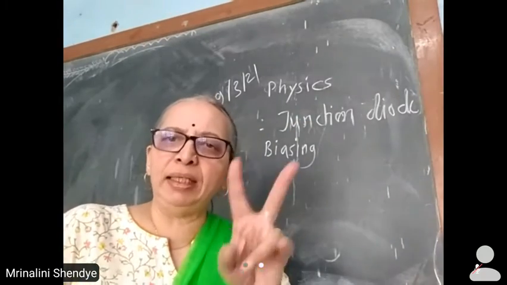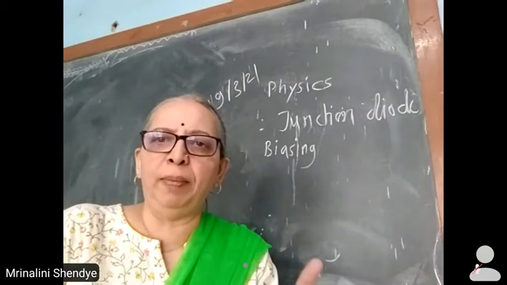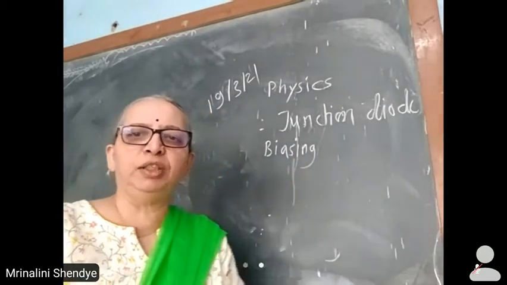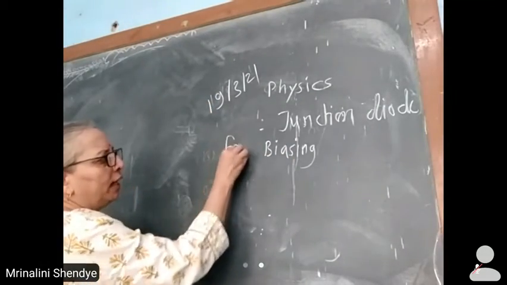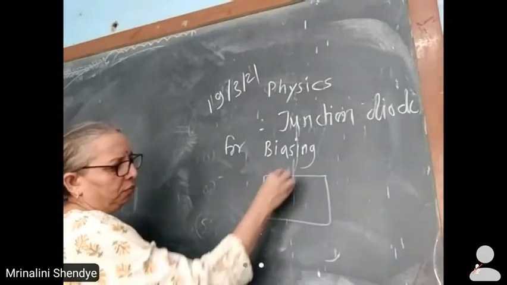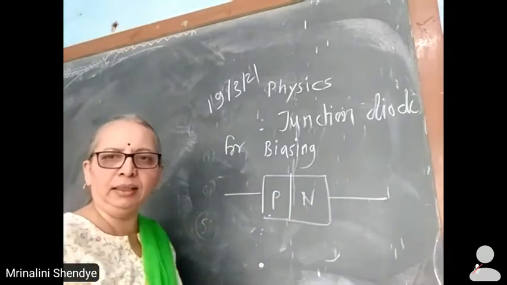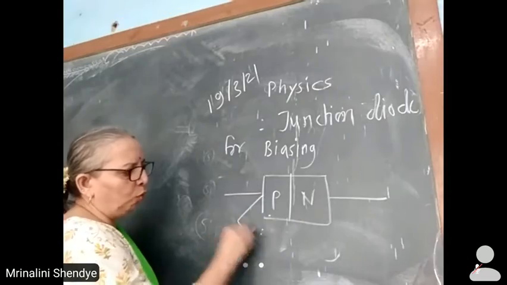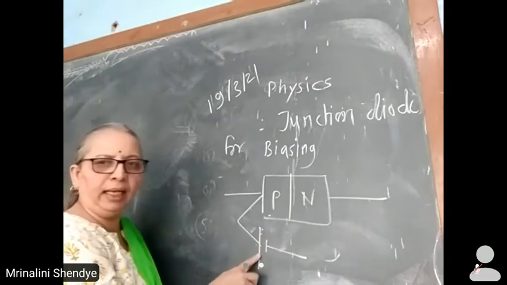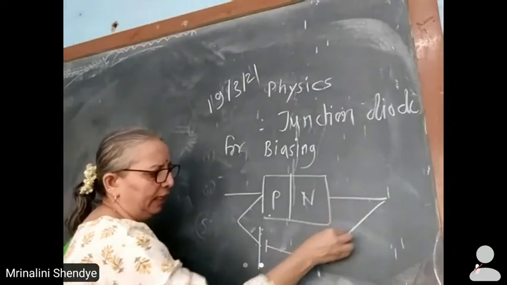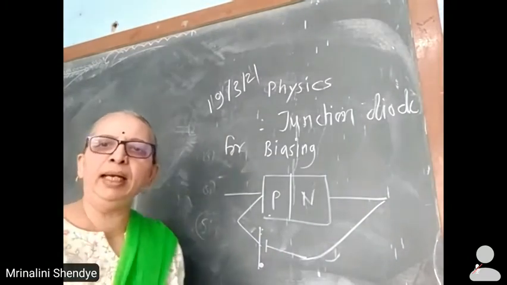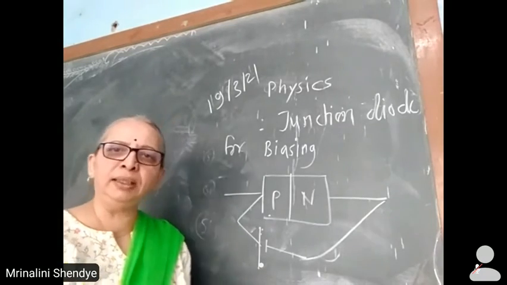Can be biased in two ways. One is forward bias and the other is reverse bias. So in forward bias mode, P type, N type, these are metallic connectors. P is connected to positive of external electric source and N side is connected to negative of external source. What happens here?